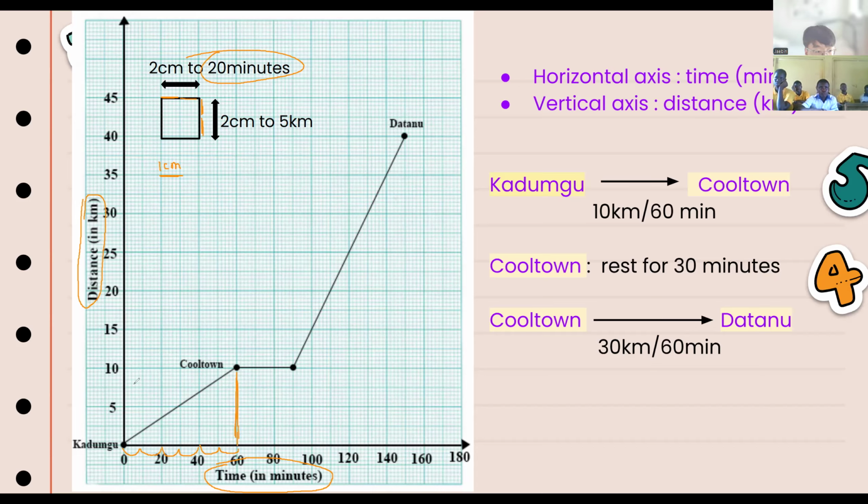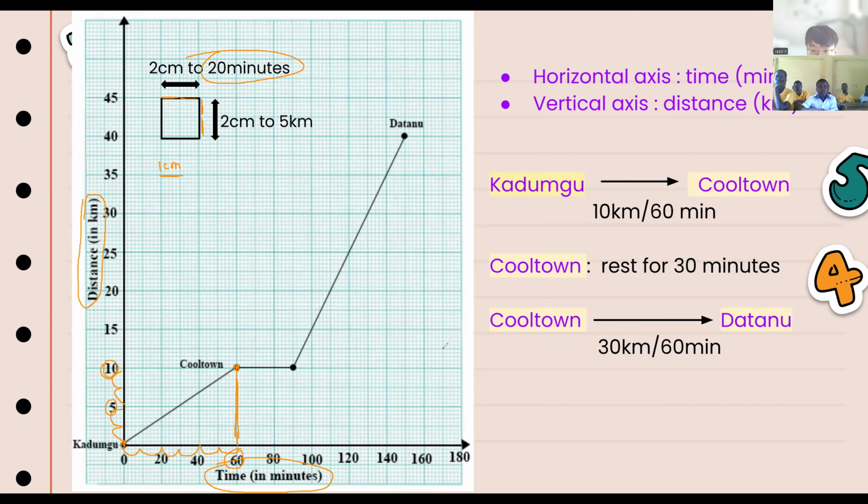And the distance was 10 kilometers, right? It's 2 centimeters to 5 kilometers. So 1, 2 centimeters. This is 5. And then 1, 2. This is 10 kilometers. So that's why we draw from this point to this point. See, 60 minutes to get 10 kilometers to Kultown.